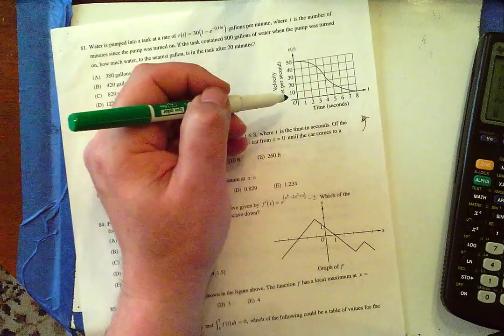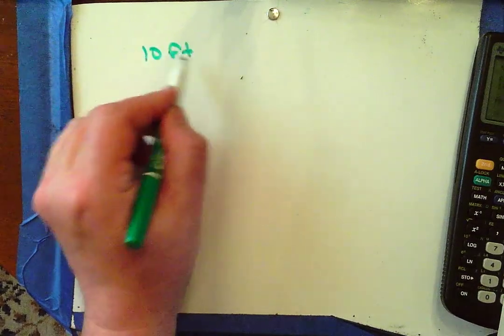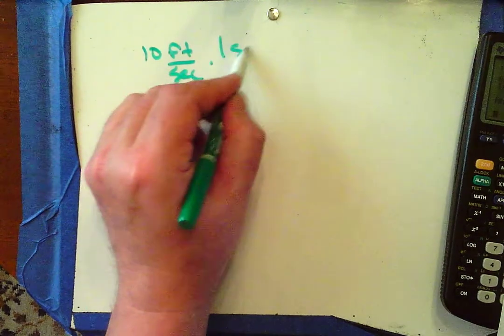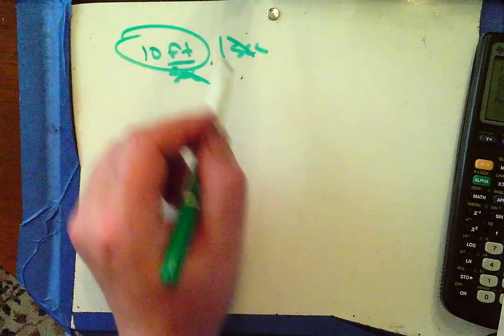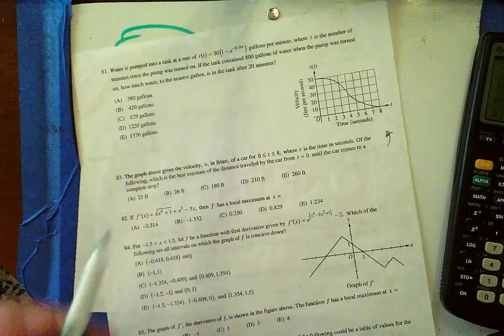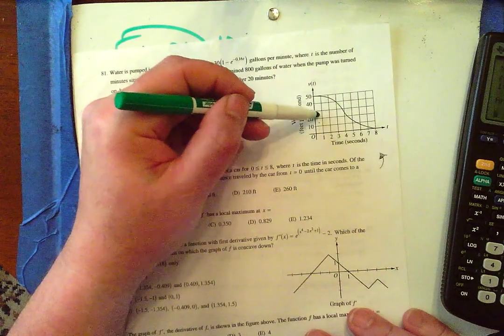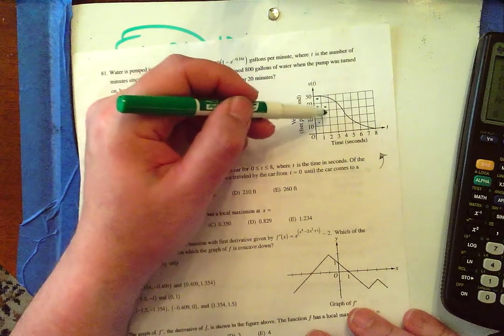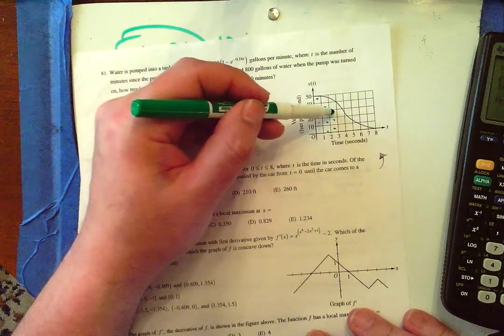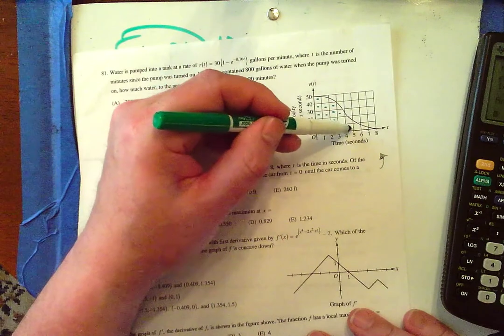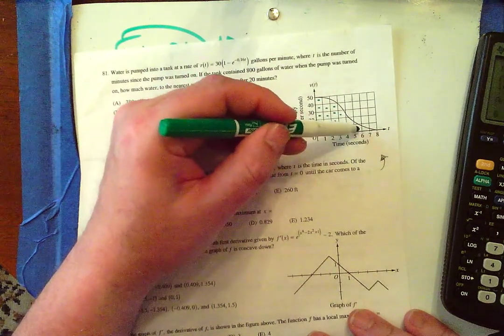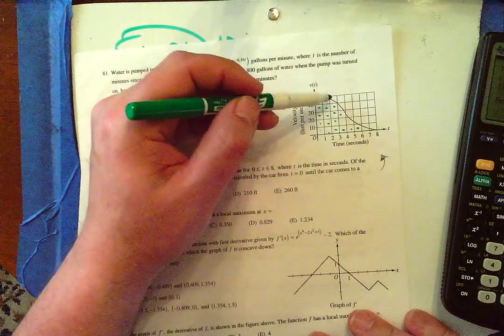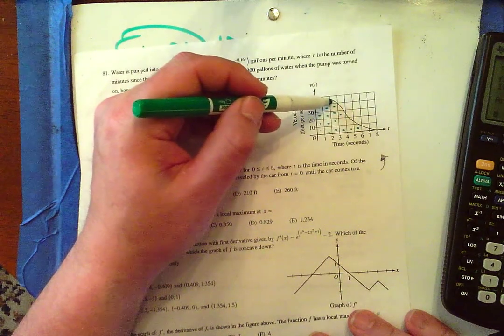Estimate the distance traveled. Okay, well, each of these boxes has a width of 1 but a height of 10. And so when I multiply 10 feet per second times 1 second, I end up with each box is 10 feet. So let's count full boxes. 1, 2, 3, 4, almost 5, 6, 7, 8, 9, 12, 13, 14, 15, 16, 17. This one plus this one is 18. I'm going to go with 19.